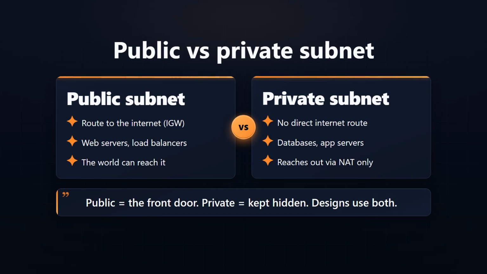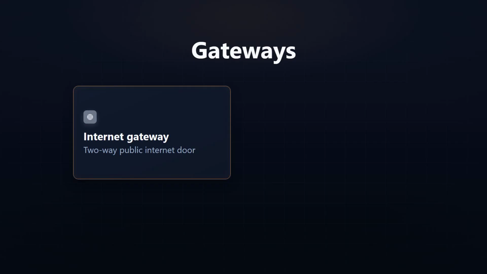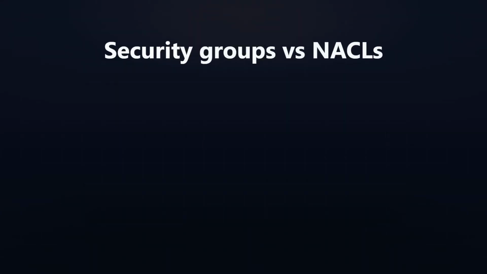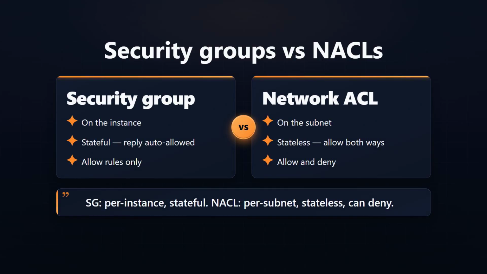Almost every real design uses both together, a public tier out front for traffic, and a private tier safely behind it for the data. Two gateways connect the VPC out. The internet gateway is the two-way door to the public internet, for public subnets. The NAT gateway is one way, letting private resources fetch updates without ever being exposed to inbound traffic. You met these back in security, now see them in the VPC.